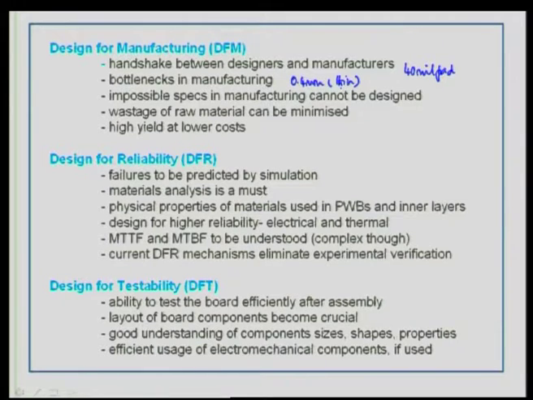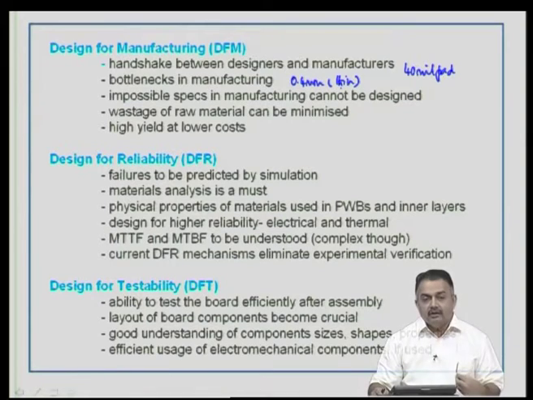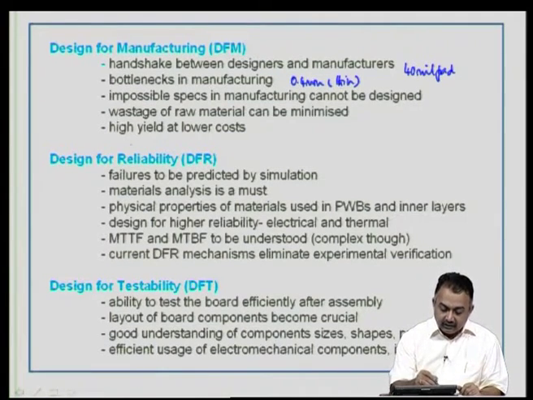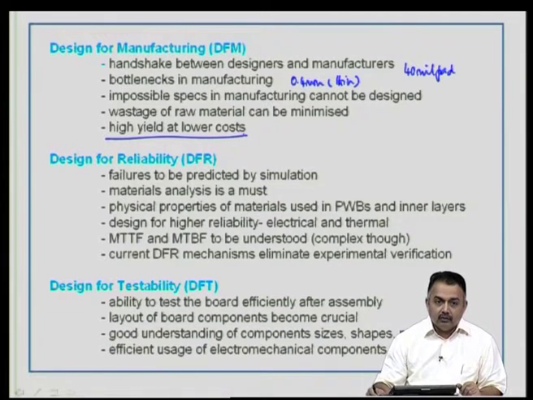Now, a better design can help the manufacturer in terms of reducing wastage in the starting material like your PCB organic substrate or other materials. Okay. So, especially copper wastage can be reduced, and also the epoxy or the FR4, the very common substrate that is used today. You can minimize the wastage of these raw materials, and in any business you want high yield at lower costs.